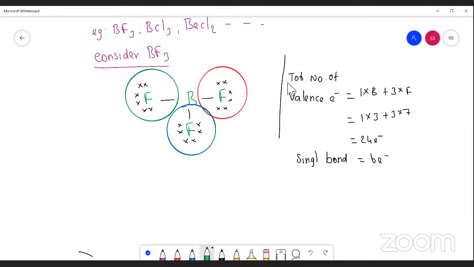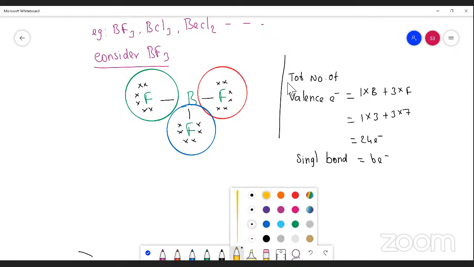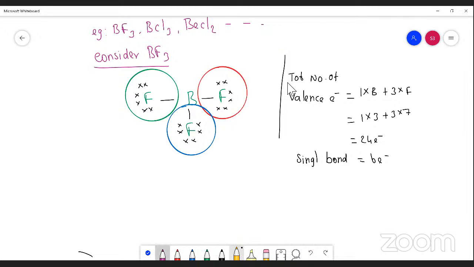Boron has only 6 electrons surrounding it, that is 3 bond pairs. Boron has only 6 electrons, but the fluorines get their octets.